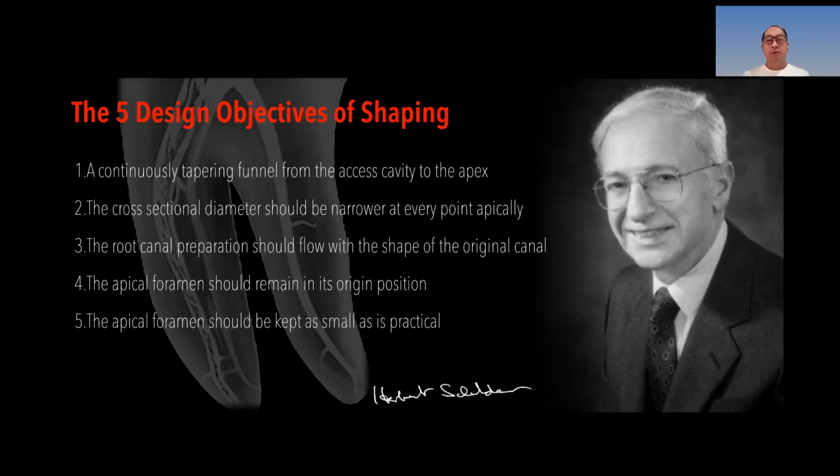If we are also not allowed to change the shape of the canal, it means the apical foramen also should be in its original position. And last but not least, the apical foramen should be kept as small as practical. So these 5 design objectives of shaping are something that we need to highlight, to be applied in our shaping protocols.